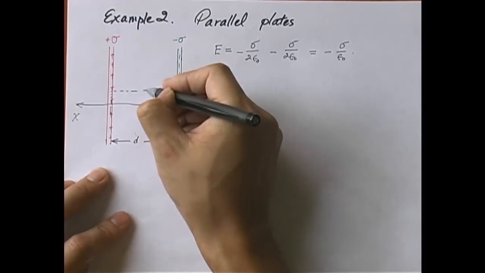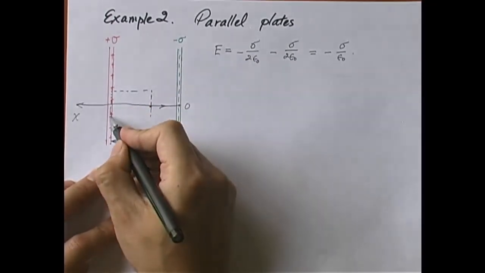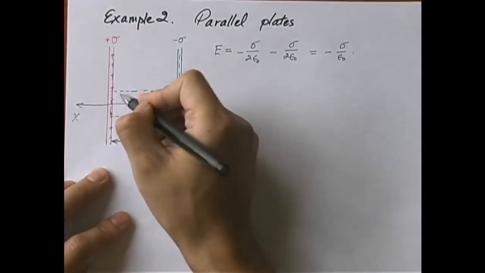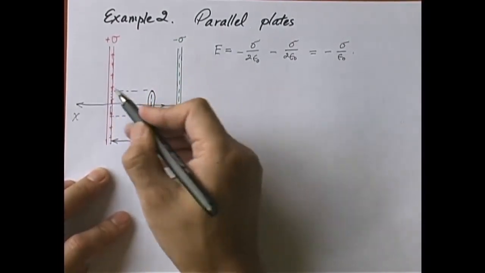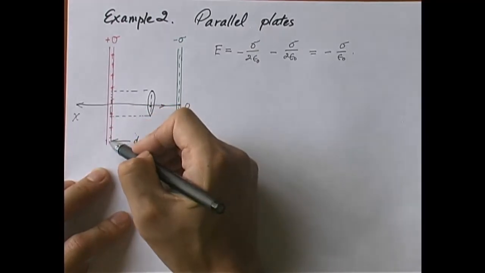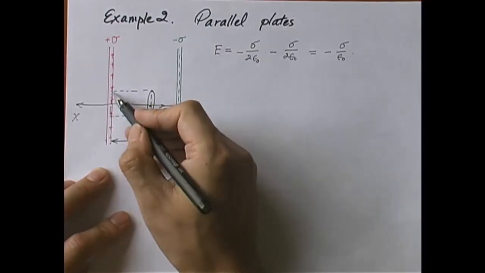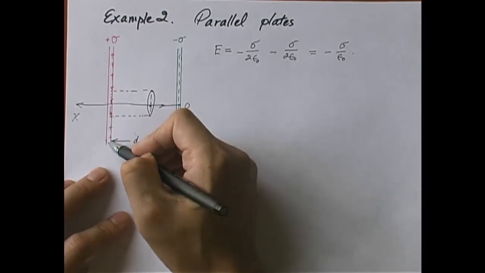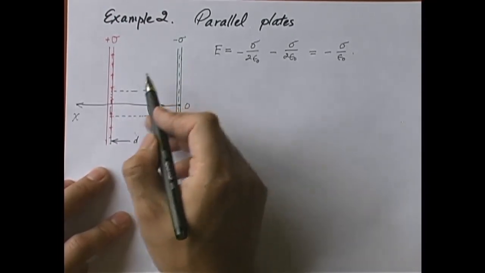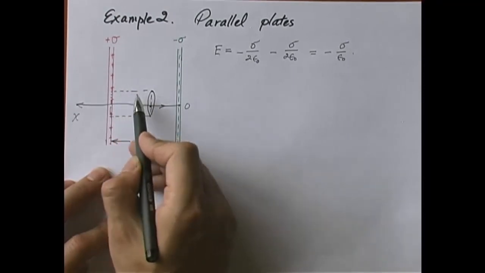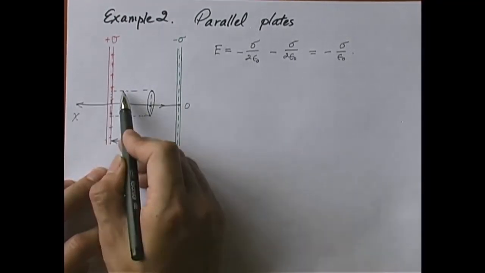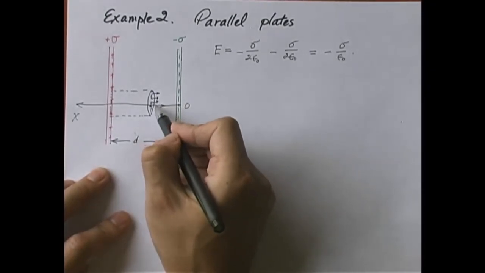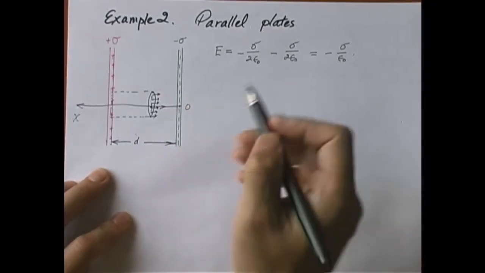If I draw a Gaussian surface like this, it's like a cylinder. This is only the side view. There is a top side, there is a bottom side. Now, the bottom side is entirely within this metal plate. So what is the electric field on the bottom side? Well, it's 0, assuming it's an ideal conductor. And the electric field goes along the x direction, so it doesn't penetrate the side of the cylinder. It only penetrates the top of the cylinder.